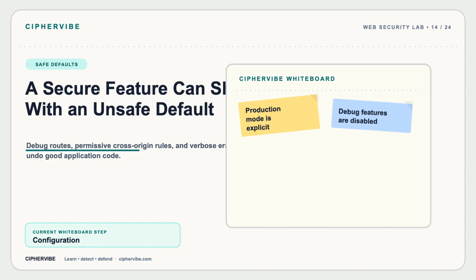Security misconfiguration is often not dramatic. A debug route gets left on. A permissive cross-origin policy survives from a prototype. A test credential appears in a config file. The fix is a deployment habit.